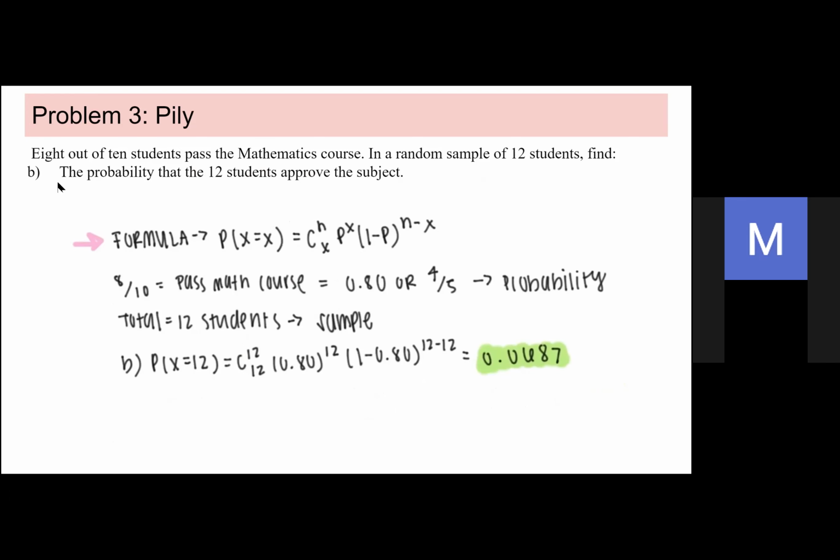For the second question of the problem, they are asking us for the probability that all 12 students approve the subject. We use the same formula with the same data, with 0.80 of probability and the 12 students as our sample. We substitute the values in the formula and we got 0.0687 as our answer.